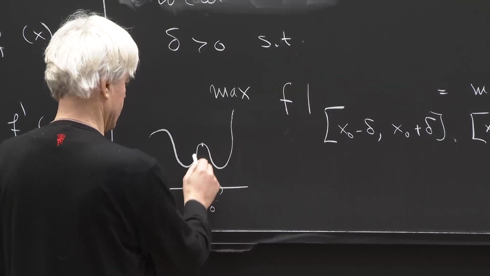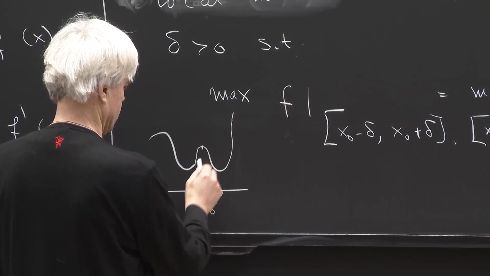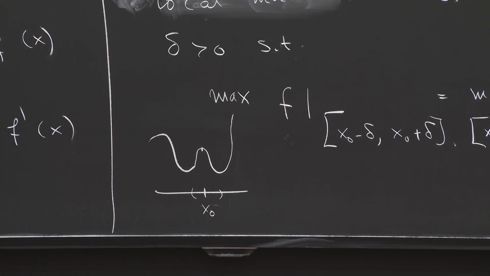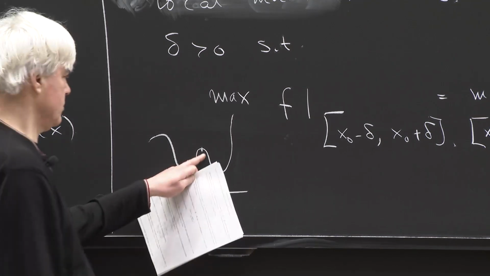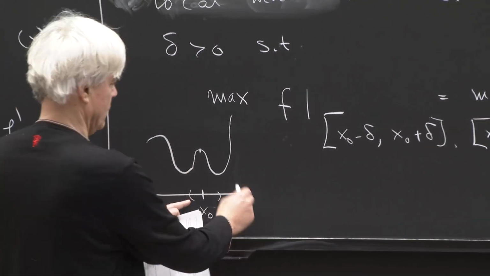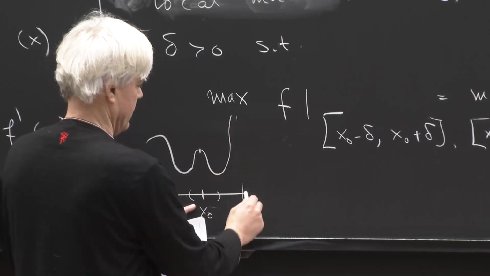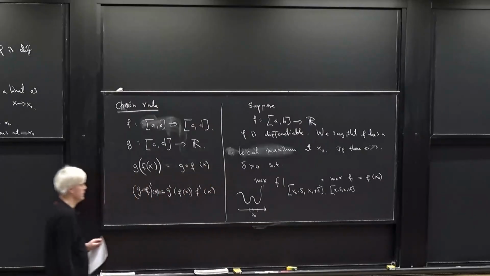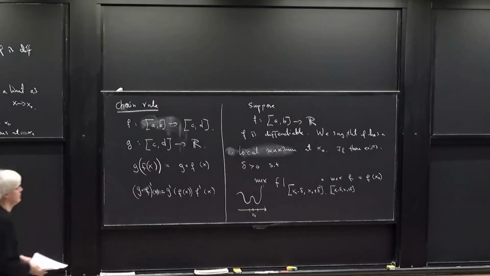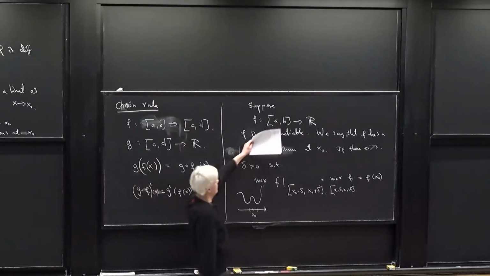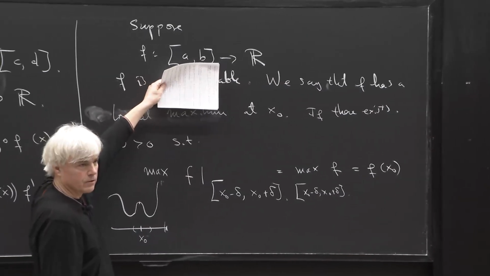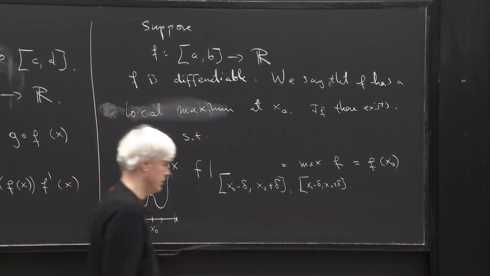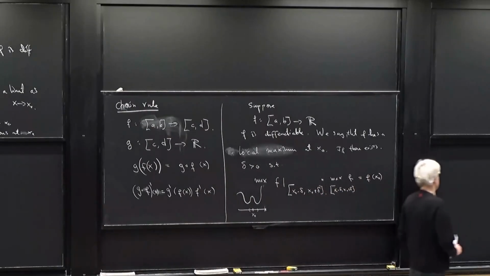If you're looking at the function in this little interval, then it's clear that the maximum is at x0, right? But of course, it's just a local maximum. If you were allowed to move further away over here, you see that the value of the function is much larger, right? So this is a local maximum, and for this to make sense, you don't need the function to be differentiable. But when we apply it, we will assume that it is differentiable.